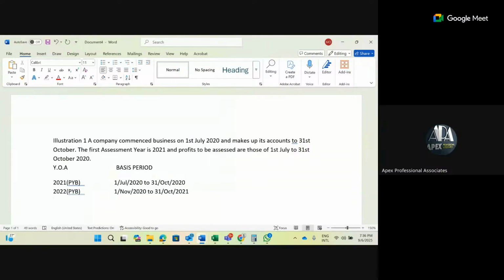The third year, what is going to be the third year? 2023 year of assessment. Also, we are still making use of preceding year basis. What is going to be my basis period? The date immediately after the end of 31st of October 2021, which is going to be 1st of November 2021 to what? To 31st of October 2022.